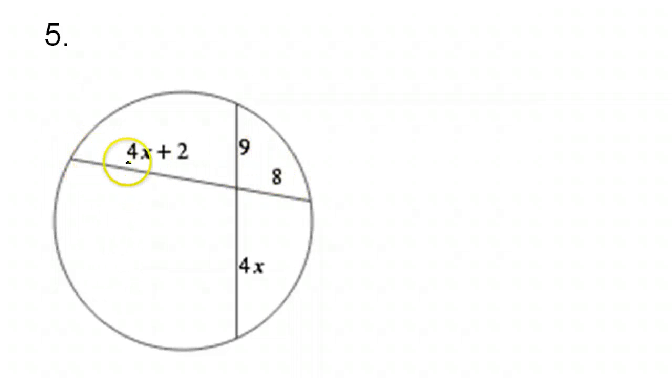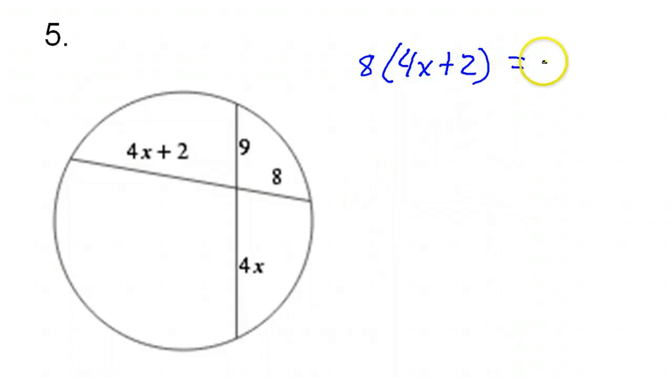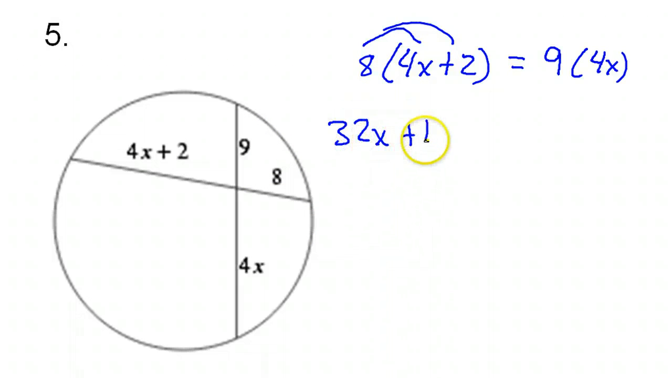So if you look at this almost horizontal chord, part times part, I'm talking about 8 times 4x plus 2. That's part times part. If I look at the other chord, then I've got 9 times 4x, part times part. On this side I will do the distributive property. So I've got 32x plus 16. On this side I've just got 36x.